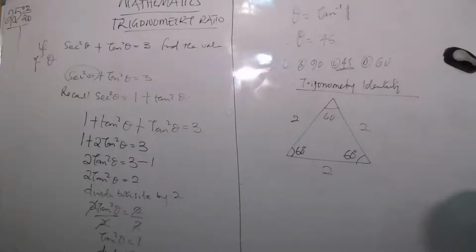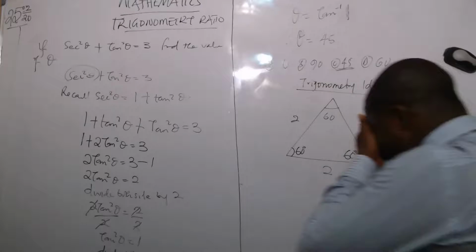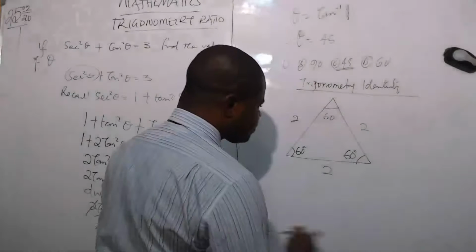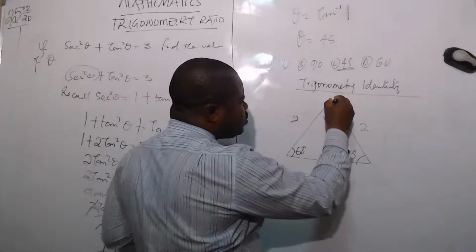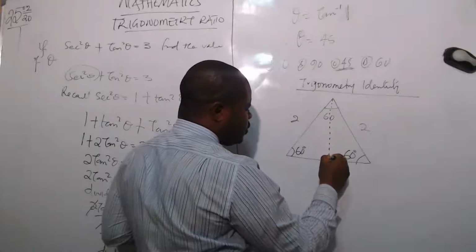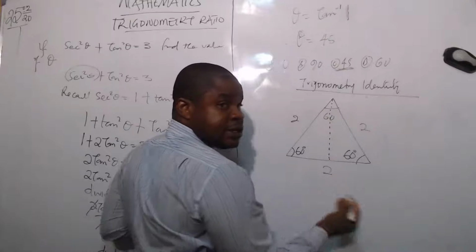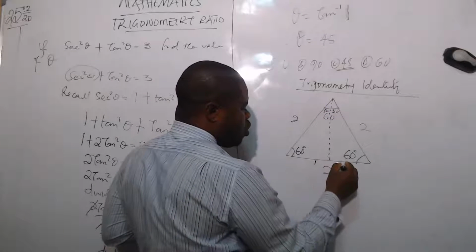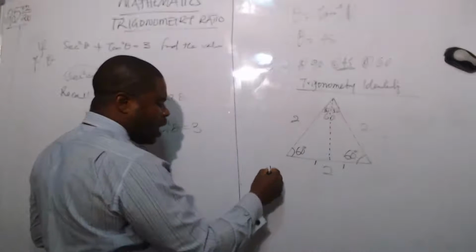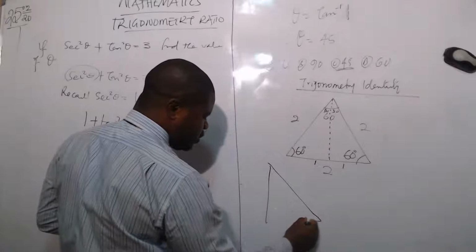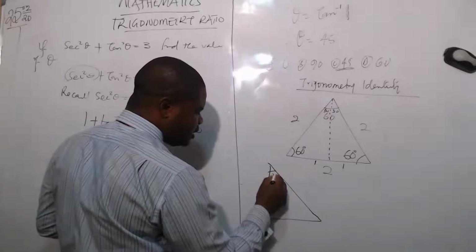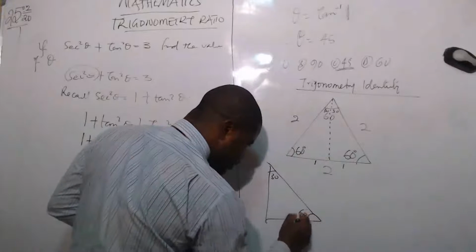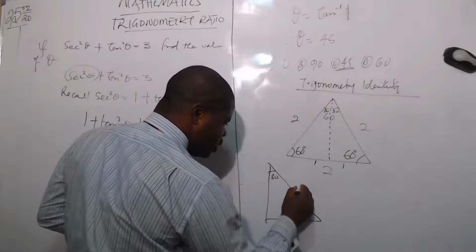Now let's see how we are going to solve this. I now divide this angle like this. Definitely, here is no longer 60. It becomes 30, 30, and 1, 1. Now, pull one of the triangles out. We're going to have something like this. Here is 30. Here is 60. Here is 1. Here is 2.